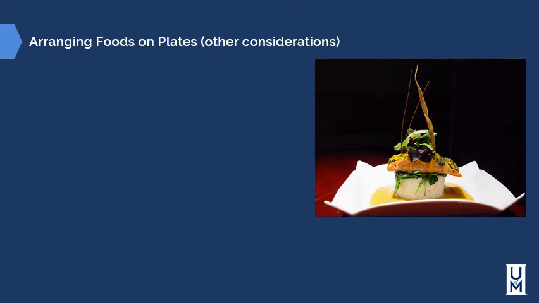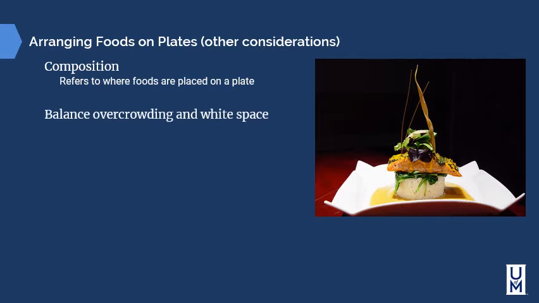Additional considerations when arranging food on plates consist of composition. This is referring to where we put the food on the plate itself: balance, overcrowding, and white space. We want to have what we call negative space on the plate. This allows for an area that is not utilized on the plate. Every square inch of the plate should not be utilized. You need to have a balance on the plate. Consider the number of elements on the plate too. Oftentimes we think about this as simple is better.